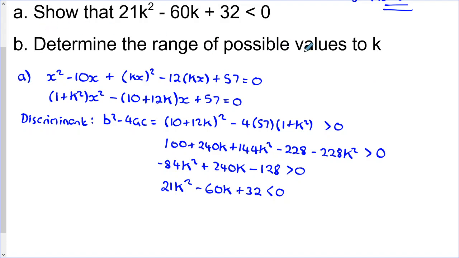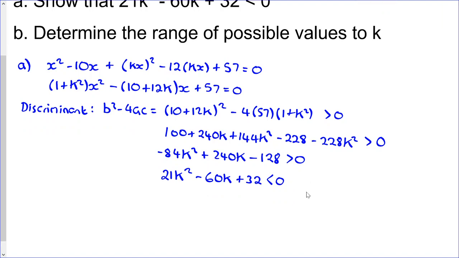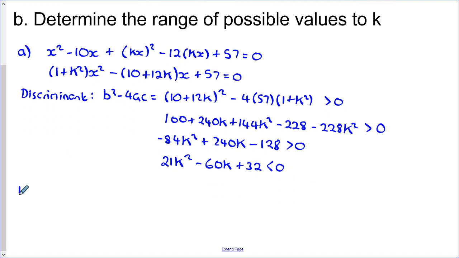Part B, determine the range of possible values for k. That just means solve this quadratic inequality and say what values k can be to keep this thing less than 0. So we solve this quadratic. You can just use the mode in your calculator and put the three numbers in, 21, minus 60 and 32. Or you could use the formula, or you could complete the square if you really like, although I wouldn't myself. Just using the calculator.